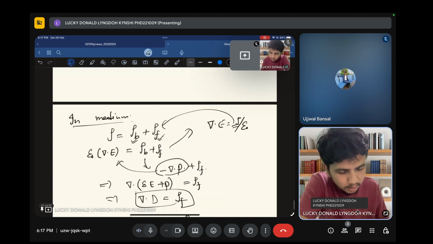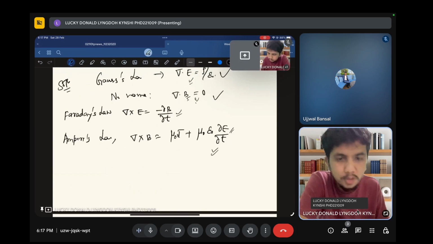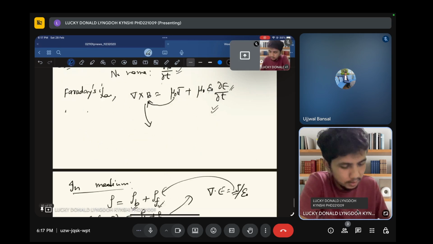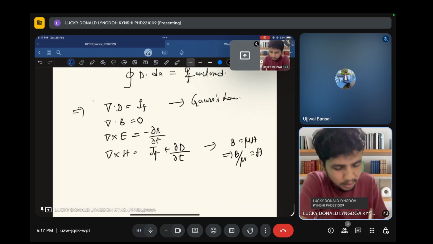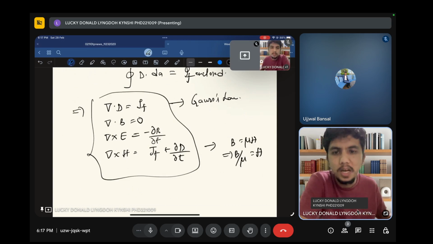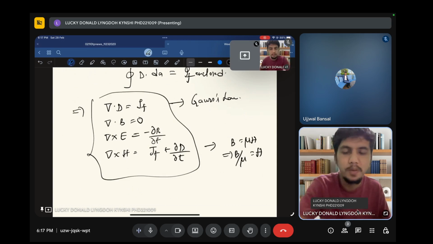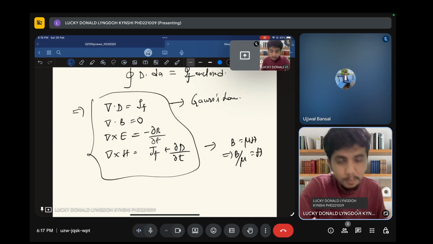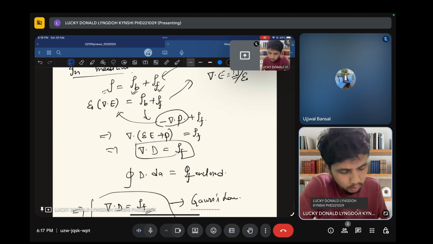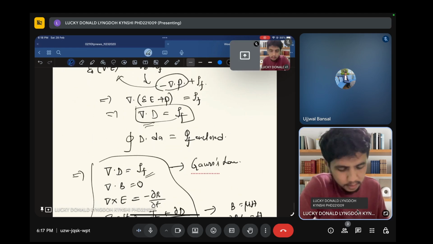If you look back, I have written del cross B equal to mu naught J plus mu naught epsilon naught del E by del t. So for a medium, you carry this mu here. B by mu will be equal to H, and epsilon del E by del t is in fact D, the displacement vector. So it's the same thing, except that you replace epsilon naught, the permittivity of vacuum, by epsilon, the permittivity of the medium. You also have to replace the charge by bound charge plus free charge. If you do that, you will get del dot D equal to rho F.